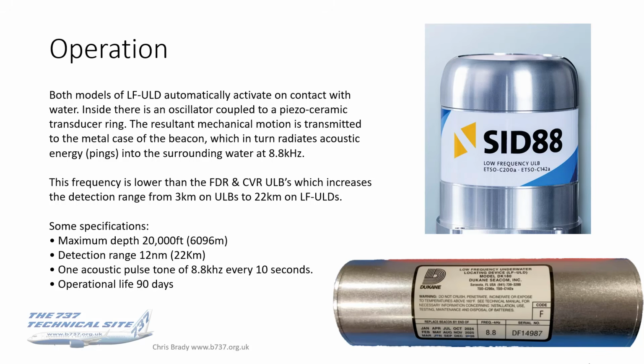Specs on these: maximum certified depth 20,000 feet, that's just over 6 kilometers. Detection range of them 12 nautical miles or 22 clicks. They'll emit one 8.8 kilohertz tone pulse every 10 seconds. So again, it's a slower pulse rate than the other ones, and that's to conserve battery life. So the operational life of these is 90 days. It's to give them every opportunity to be found.